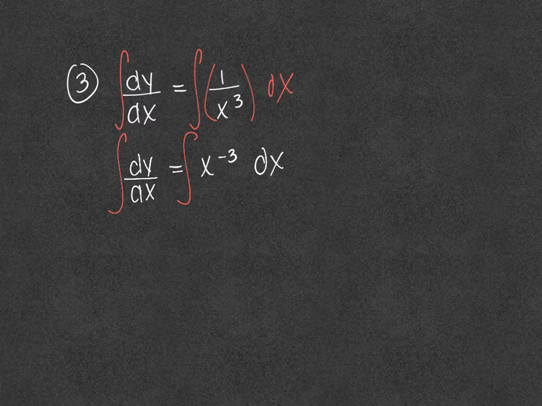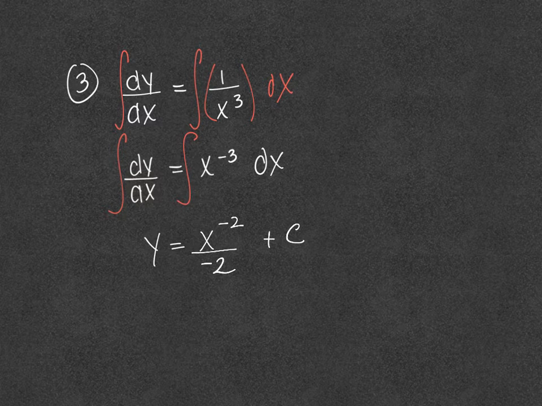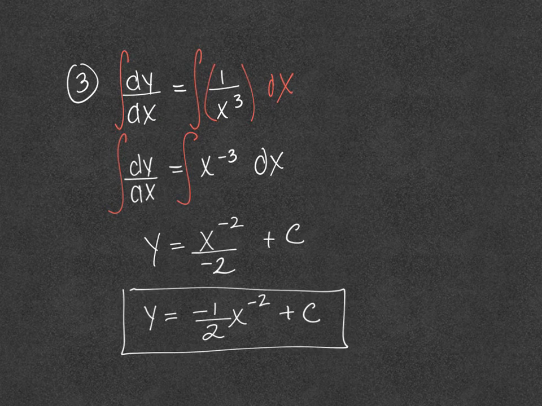Right? So what do we have here? The left side is just y. The right side, remember, we're adding 1 to the power and then dividing by that number. So we have x to the negative 2 divided by negative 2 plus c. So my final answer is y equals negative 1/2 x to the negative 2 plus c, or any equivalent form. So you could totally take this exponent and bring it downstairs, make it positive, and that's another way to write that answer. All right, let's try another one.